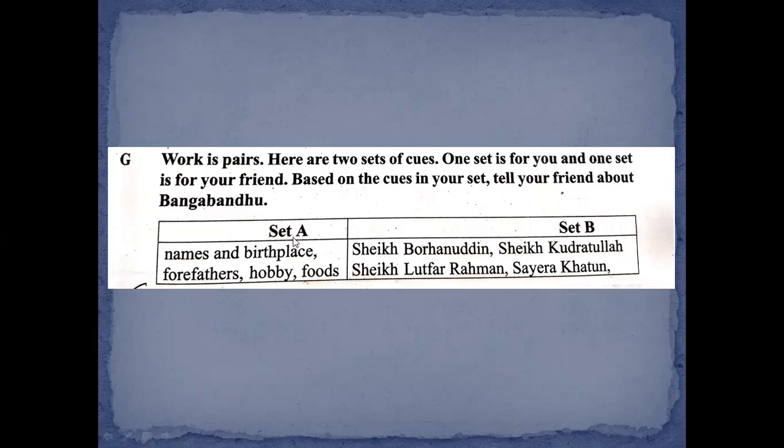Okay, set A. Look at set A. Suppose this is for you. Names, birthplace, forefathers, hobby, and foods. Here, names means Bangabandhu's name is Sheikh Mujibur Rahman. He was born in Tungipara, a small green village beside which a river named Mondumati flows. It is under Gopalganj district.